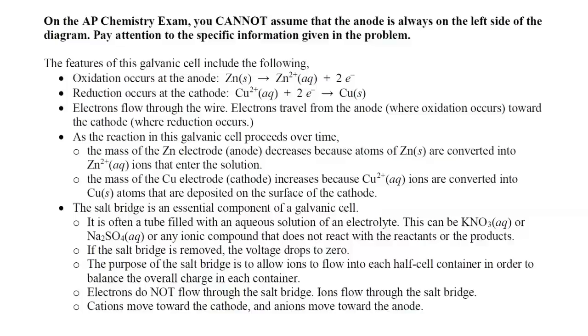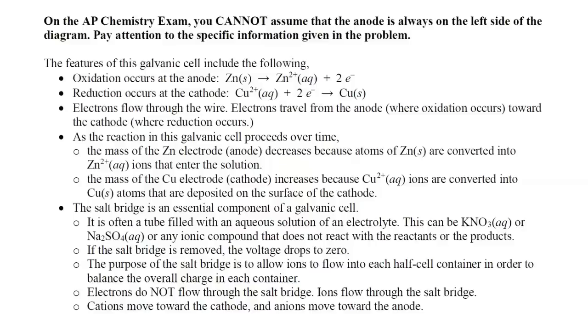And you're going to see several examples in this video of galvanic cell diagrams. And I will teach you what you need to look at as far as specific information to determine which electrode is classified as the anode and which electrode is classified as the cathode. Now what I'd like to do is to examine specific features of this galvanic cell, which will help you in general to understand how a galvanic cell works.